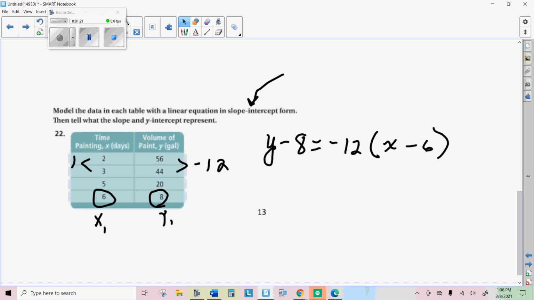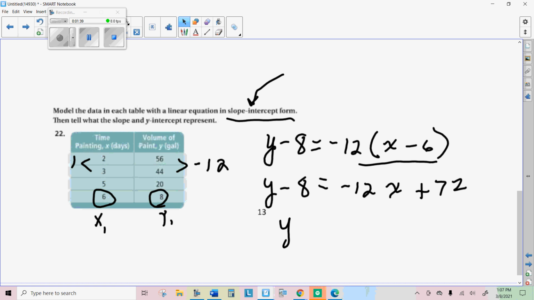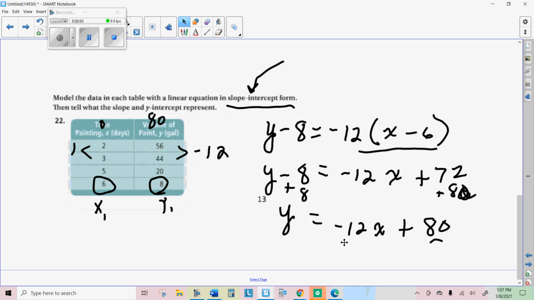Okay, and we want it in slope intercept form because that's just a simpler form. To do that, let's get rid of the parentheses over here. So let's multiply by 12, and then we get negative 12x plus 72. And then the last step would be add 8 to both sides, and we get y equals negative 12x plus 80. Okay, which means my y-intercept is 80. So if I went back to 0 here, this would be 80. All right, so I have that equation now in slope-intercept form.